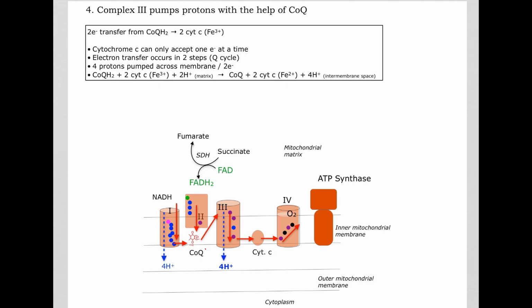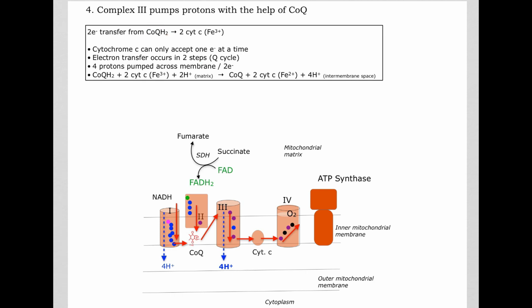So this transfer of electrons from coenzyme Q to cytochrome C is catalyzed by complex number 3. This transfer occurs in 2 steps because cytochrome C can only accept 1 electron at a time, while coenzyme Q can donate 2 electrons at a time.